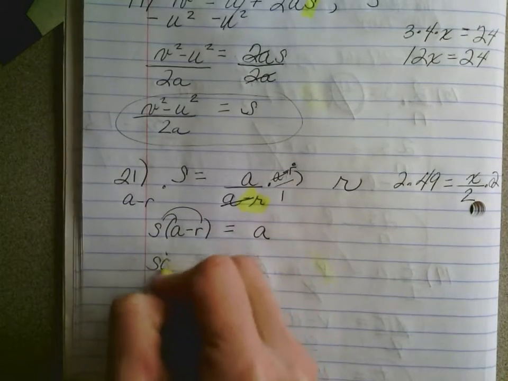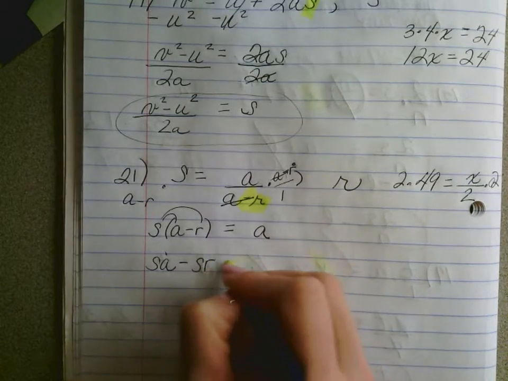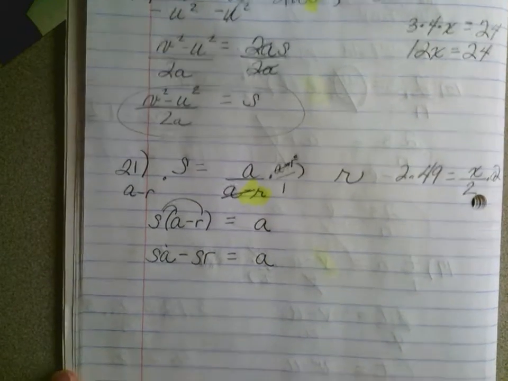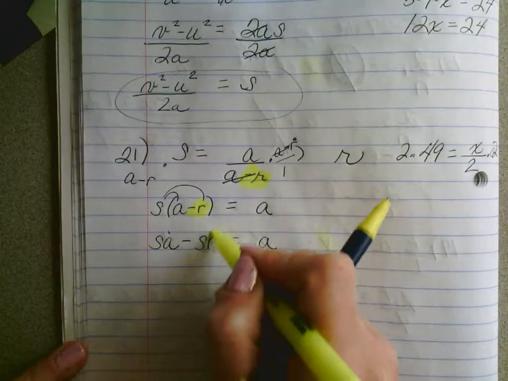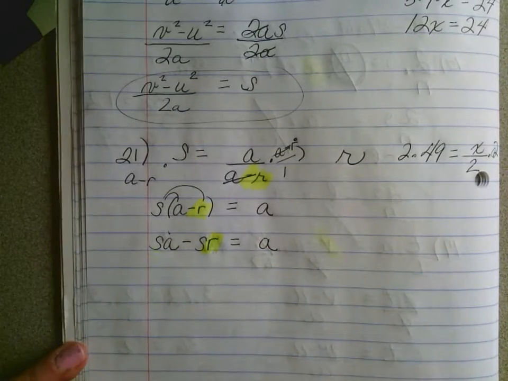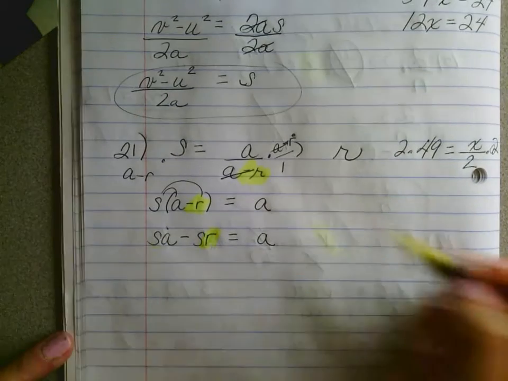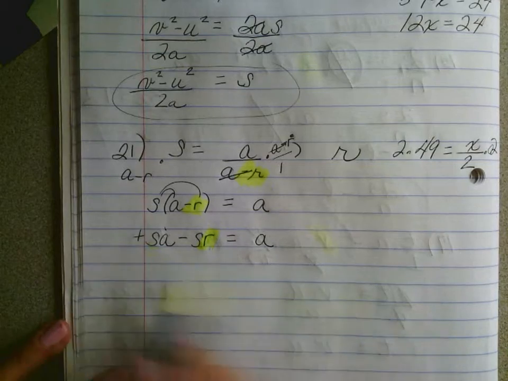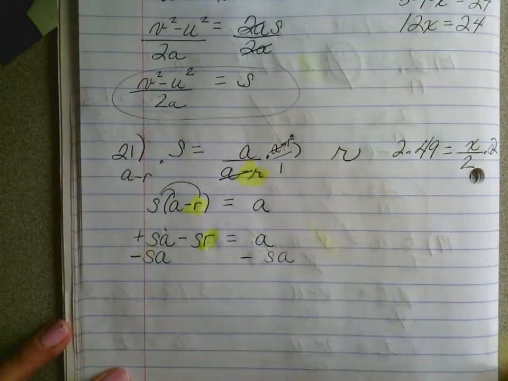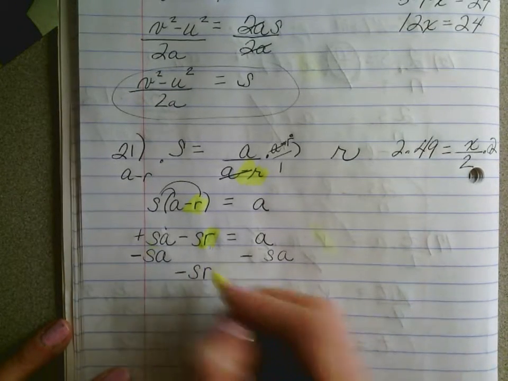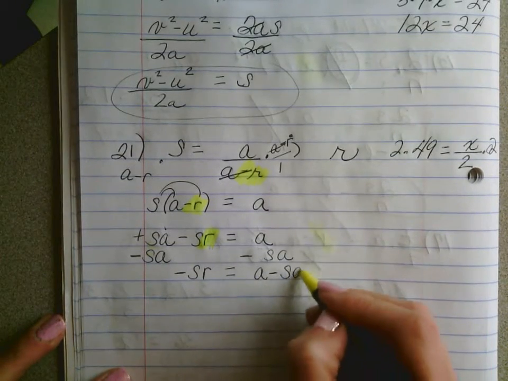Distribute. SA minus SR is equal to A. Getting there though. There's our R. What can I do with this SA to try and get it away from this SR? Well, since it's an addition, SA, I'm going to subtract it. So now you've got a negative S multiplied by R is equal to A minus SA.